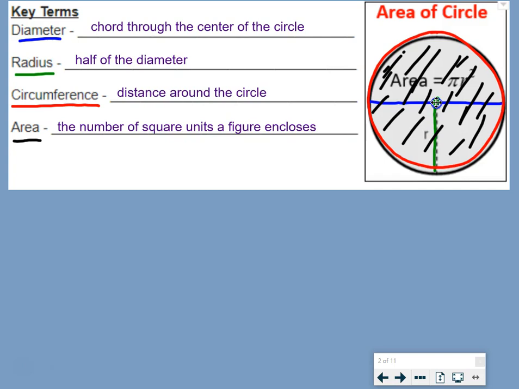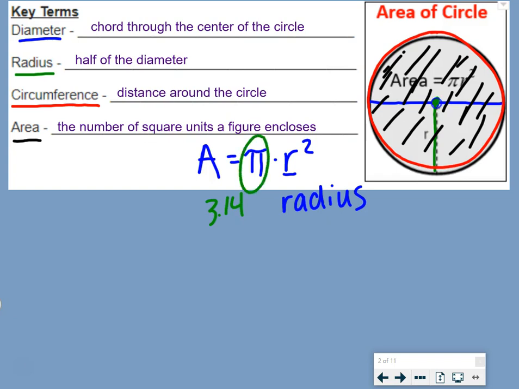So the formula for area that I just covered up is area equals pi times r squared, where r is your radius. And for this lesson, we will continue to use 3.14 for pi.